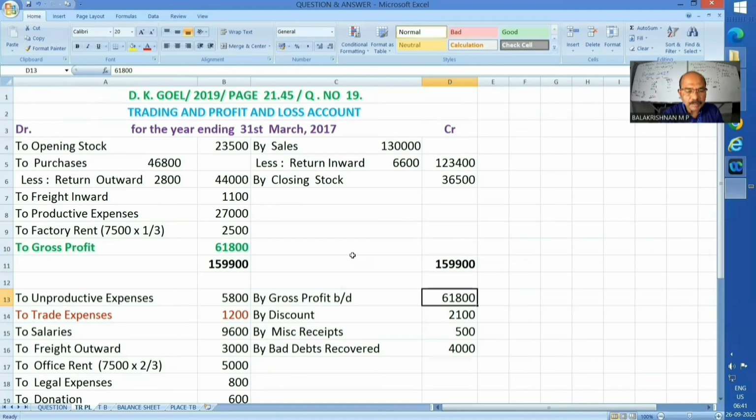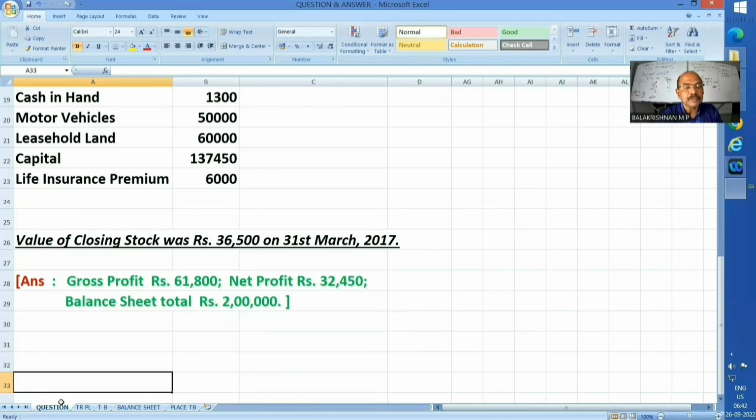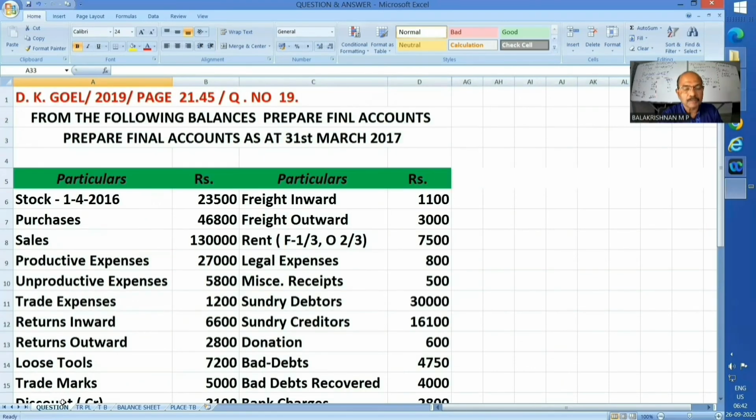Well, now let me prepare the trading and profit and loss account first. All goods related items, as I already explained, have been placed in the trading account. Of course, purchases as well as the sales have been subject to returns. Return outward has been deducted from purchases and return inward has been deducted from sales. All other items you can check with the question. I'm sure you have the question readily available at your end by this time. Fine.